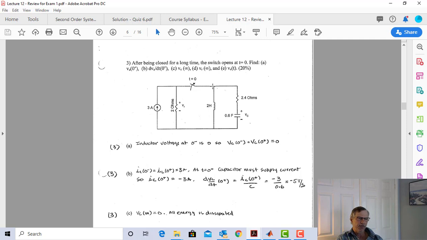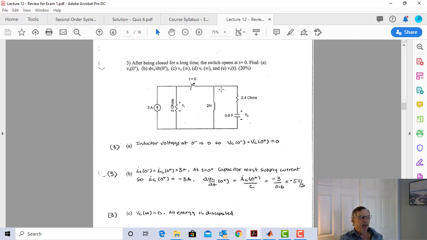And I know that this voltage is going to be 0 because I have no voltage across the inductor. So I have 0 volts, and then I have no current. So that means no voltage drop here, so I'm going to have 0 volts here. So Vc of infinity is equal to 0. All the energy is dissipated.